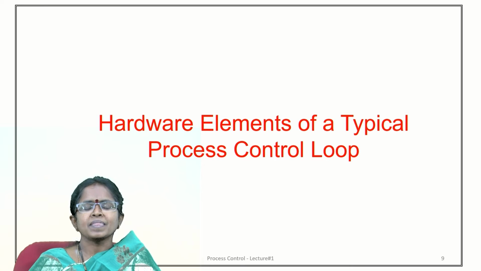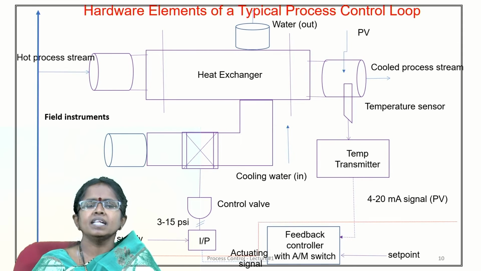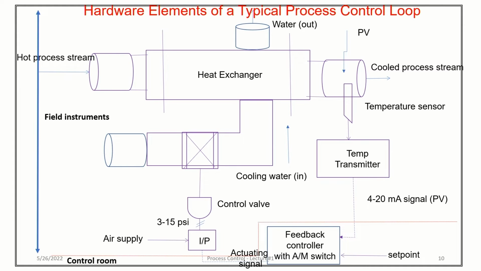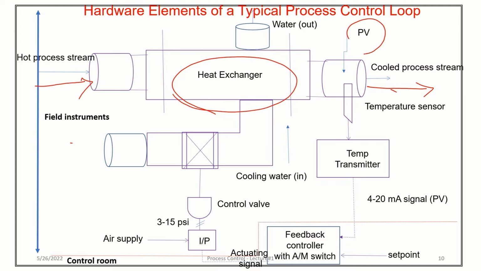Then coming to the hardware elements of a typical process control loop. I have taken a simple example, which is a heat exchanger, to explain to you about the hardware elements present in the process control loop. This is a heat exchanger example. The process I have taken is a heat exchanger. There is a hot process which is going inside, and there is a cold process, steam, which is coming out, right. This is your process variable. I will tell you what is meant by process variable, and another one is the manipulated variable. I will tell you the actuating signal or the manipulated variable. I will tell you the definition of what is meant by the manipulated variable.